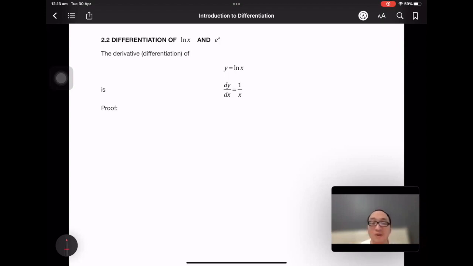So we will discuss the differentiation of ln x and e to the power of x, and then we continue to the rules of differentiation.